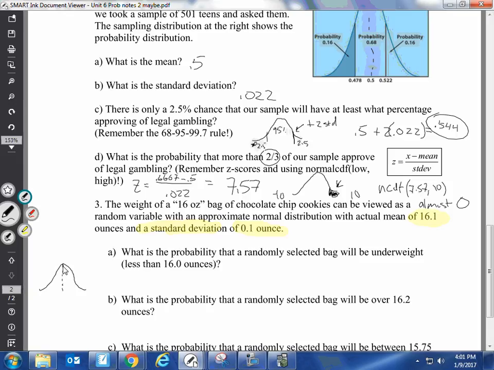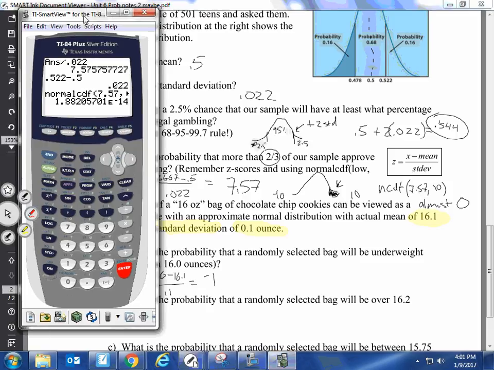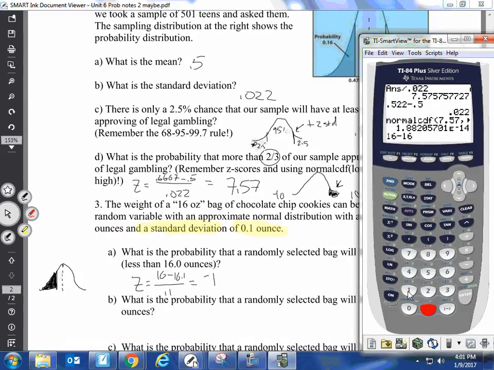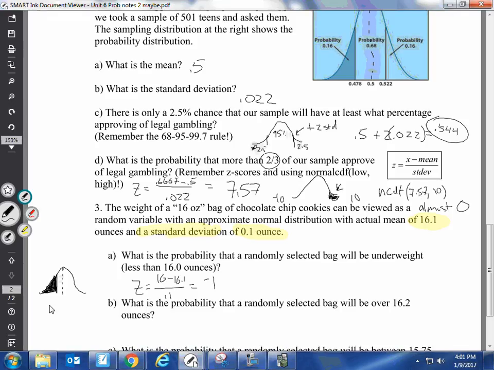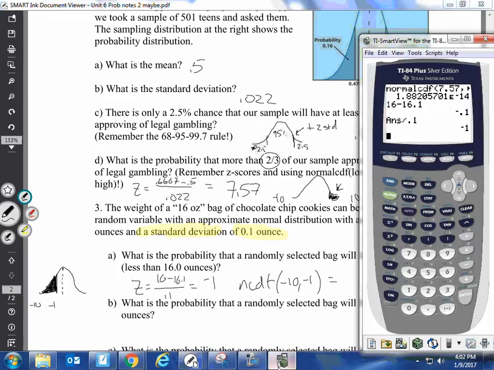I think about my curve, and this is 16.1. Try to figure out what is the percentage down here. That would be the probability of a bag being less than 16 ounces. I'll turn 16 ounces into a z-score, observation minus the mean, divided by my standard deviation. That gives me -1. I can do that in my calculator, but you can see it'd be negative 0.1 divided by 0.1. 16 minus 16.1 divided by 0.1. And I want to figure out what is the percentage underneath one standard deviation below the mean. So in normal CDF, I would go from negative 10 to negative 1. You can also use the 68, 95, 99.7 rule. And we get that it's around 16%, 15.86%.